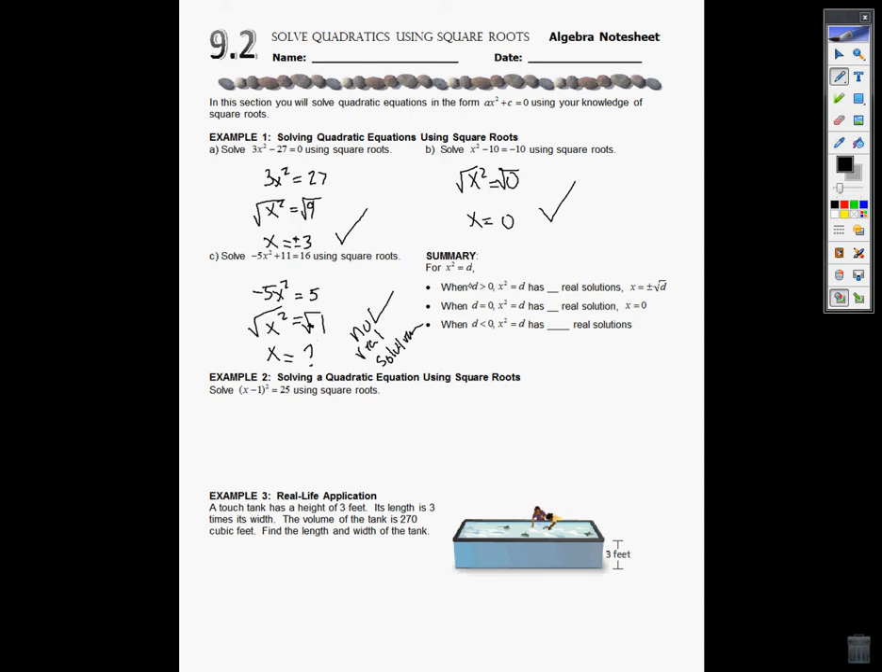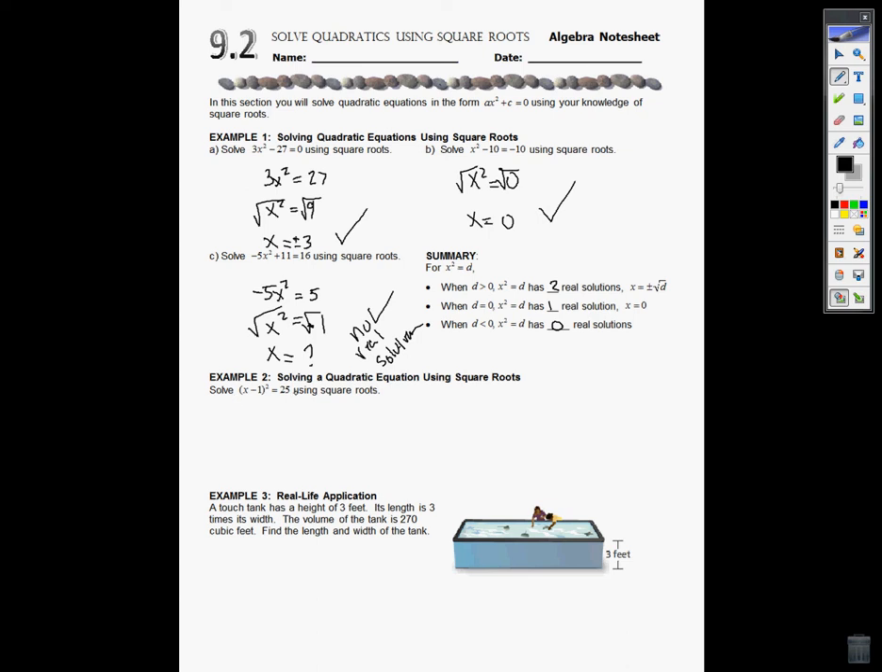So when that answer is greater than 0, I got 2 real solutions. When it's equal to 0, I have 1 real solution. And when it's a negative number, I have 0 real solutions. Alright? Now let's take a look at this one down here. A little bit different because looks like I have factors on the left side. But it's going to be the same basic kind of idea.